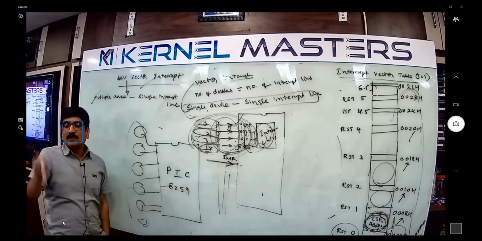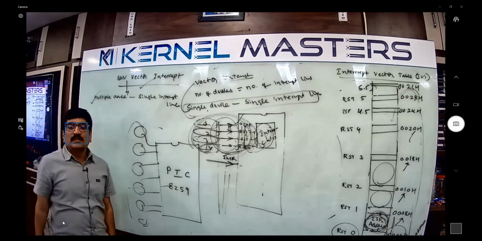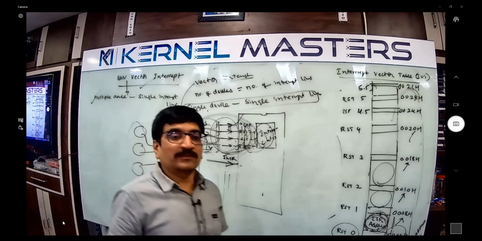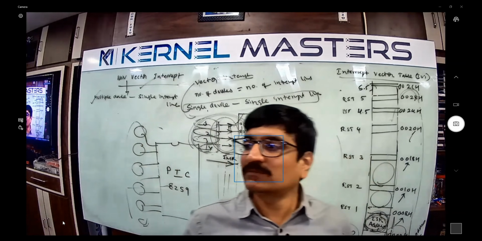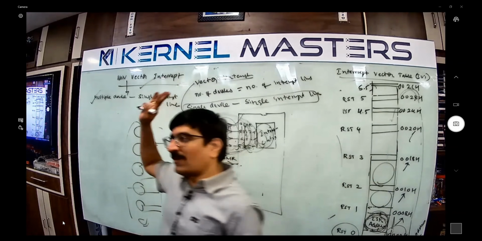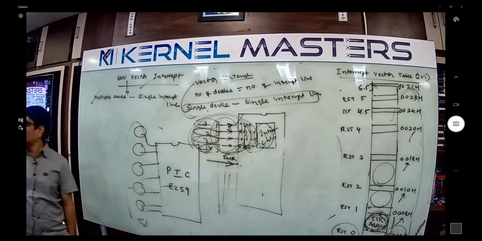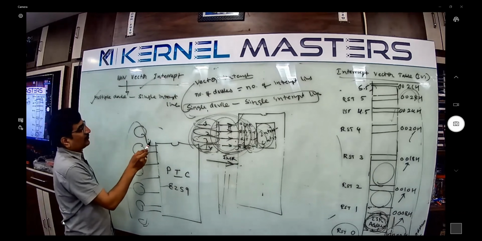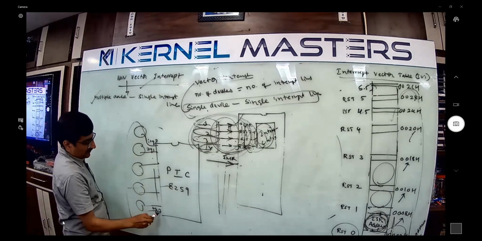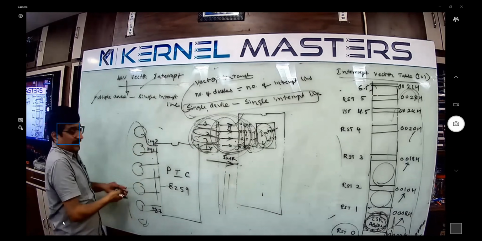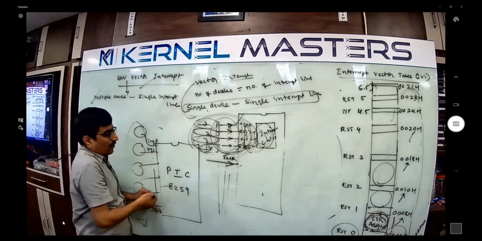The 8259 can handle 8 interrupts at a time. How many? 8. The latest one can handle 128 interrupts. It's an old method, no? The 8259, how many can it handle? 8. Now see, IRQ 0, IRQ 1, like that up to IRQ 7. How many can it handle? 8. You can connect 8 devices to the 8259 inputs.